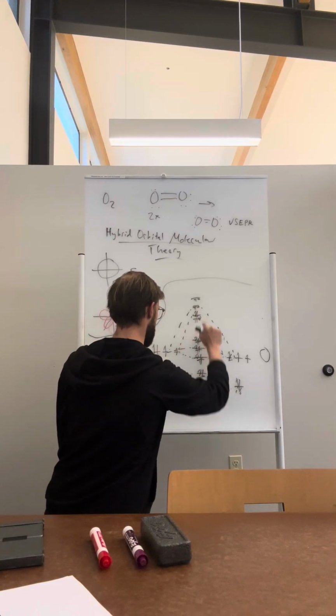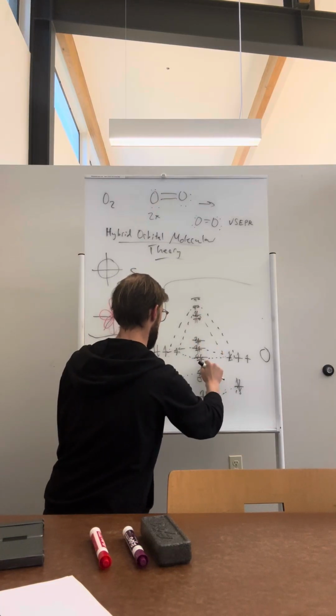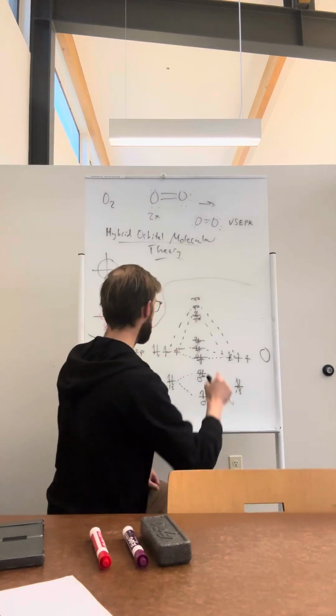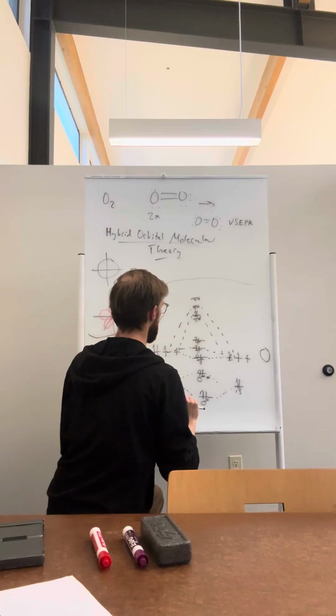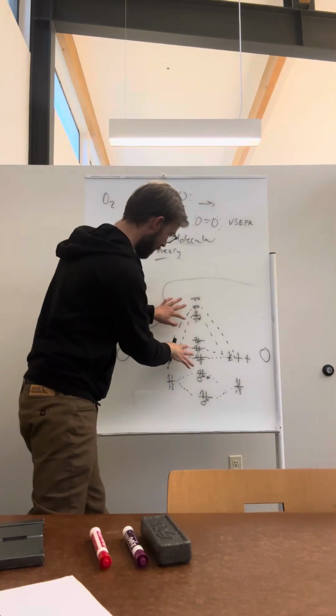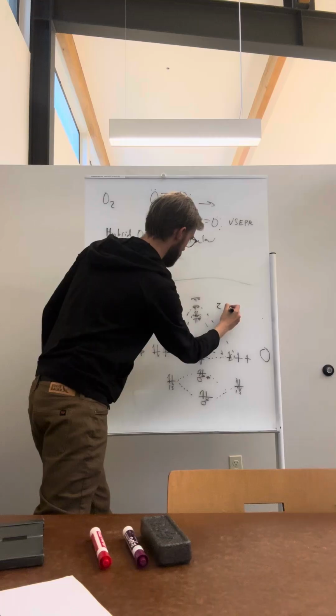Then we fill up these orbitals at pi and the pi star. We have 1, 2, 3 full pi orbitals, and we have 2 and 1 pi non-pi orbital, which comes to, if you add them up, 2 pi.